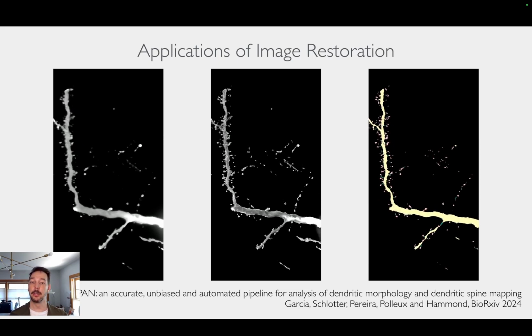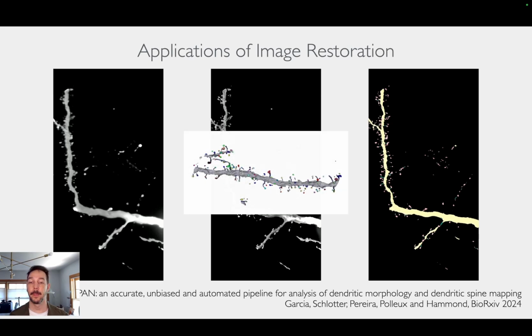And then we can use a UNet to pull out the spine heads, the neck, and the dendrite to allow us to do automatic analysis of spines in a way that is much more accurate and reliable than previous approaches. And so this paper is actually up on bioRxiv now. The technique is called RESPAN, or Restoration Enhanced Spine and Neuron Analysis. And this allows us, as I was showing you, to get very nice 3D renderings of the neuron.